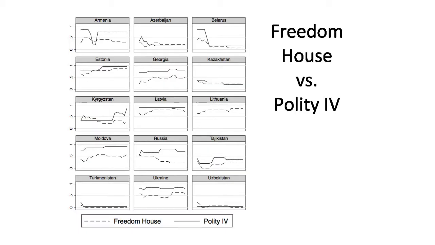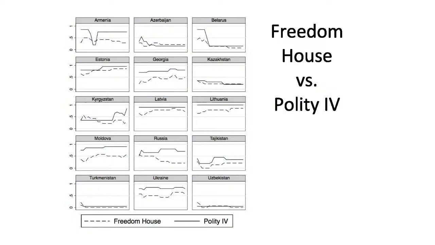In other countries, there's noticeable differences. Take a look at Tajikistan, for example. There's a decrease in democratic quality in the early 2000s, while the Freedom House reports an increase during the same time. Well, how could that be? Azerbaijan is coded by Polity as becoming less democratic in its early history. Freedom House reports an increase during the exact same time.